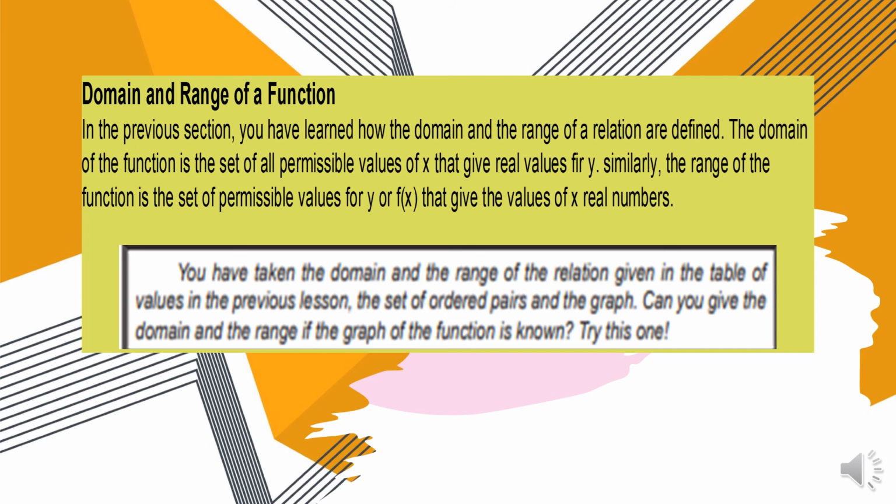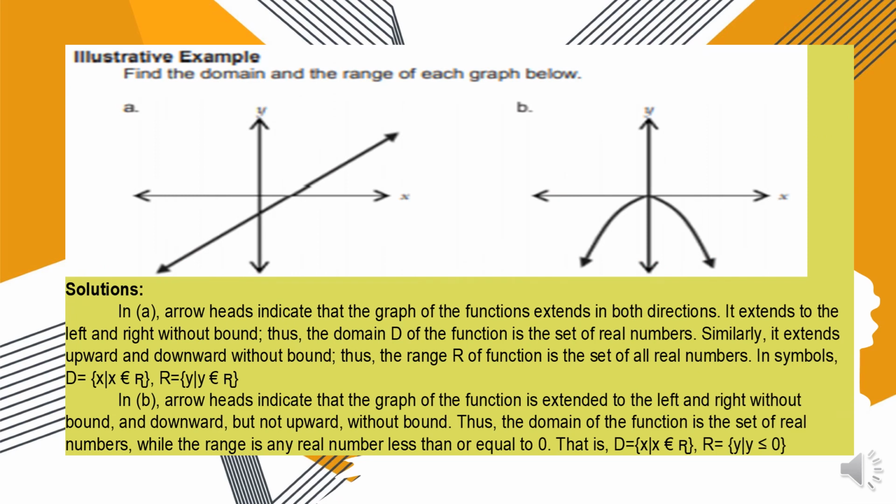You have taken the domain and the range of the relation given in the table of values in the previous lesson, the set of ordered pairs, and the graph. Can you give the domain and the range if the graph of the function is known? Try this one on your own. Another example: find the domain and range of each graph below. How can we find the domain and range? By simply looking at the graph.